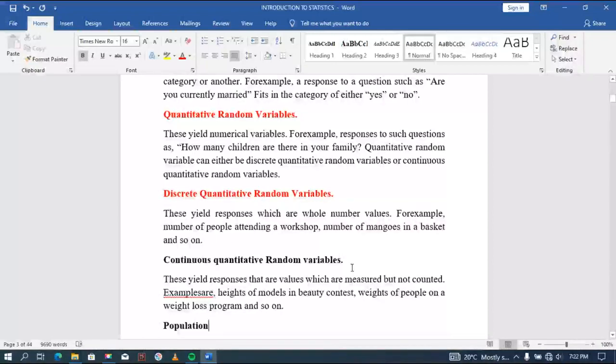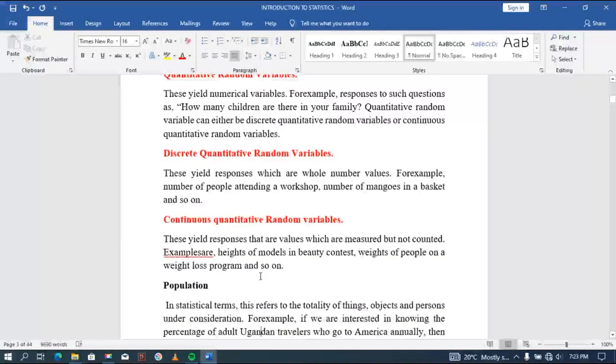So then we have continuous quantitative random variables. Of course, these are countable, but infinite. They can go beyond the whole number. So these yield responses that are values which are measured but not counted.